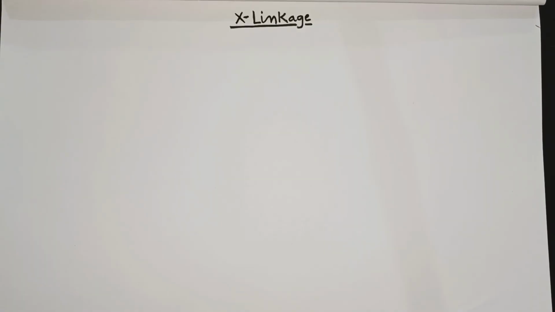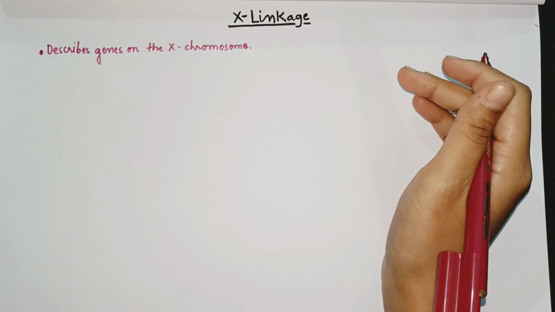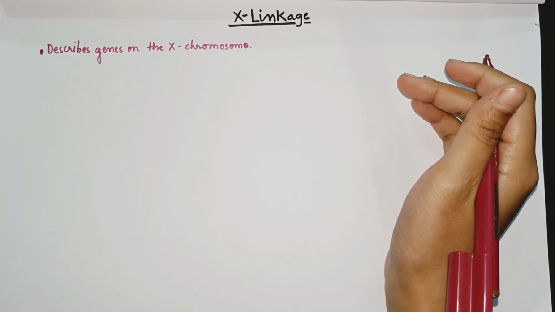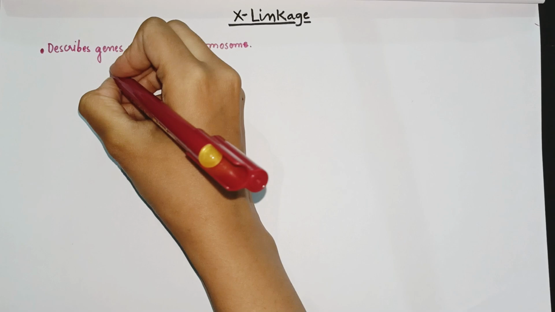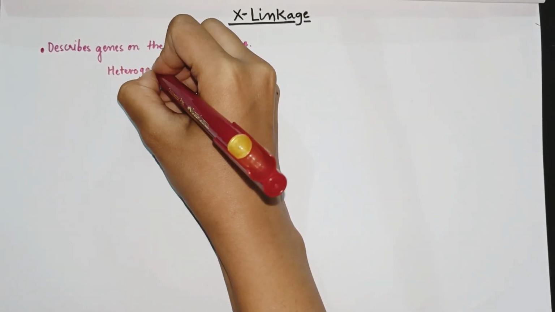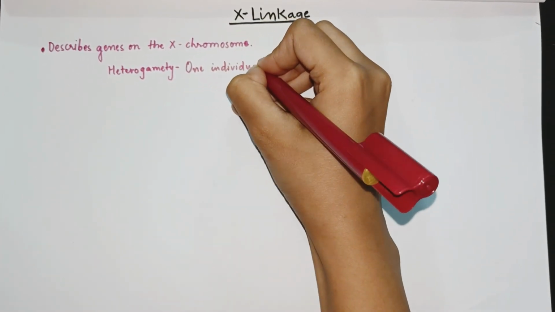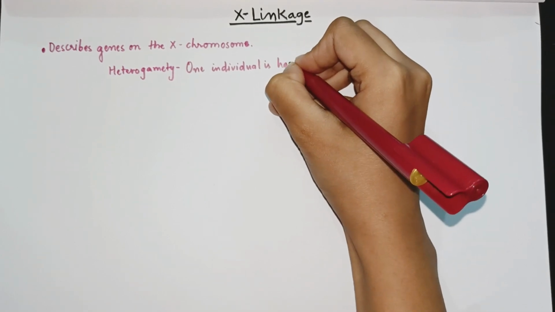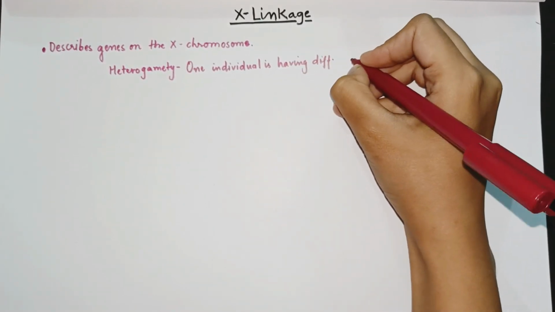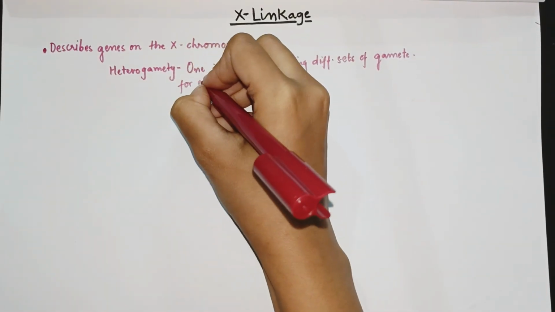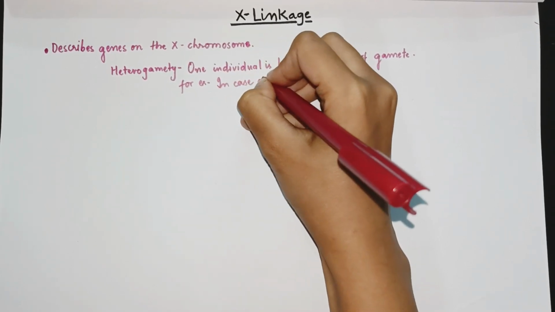X-linkage describes the genes on the X chromosomes, the chromosomes responsible for the sex of an individual. In many animals, at least one sex shows heterogamity. For example, in birds, the female is heterogametic, and in humans, the male is heterogametic. What do we mean by heterogamity? One individual is having different sets of gametes.